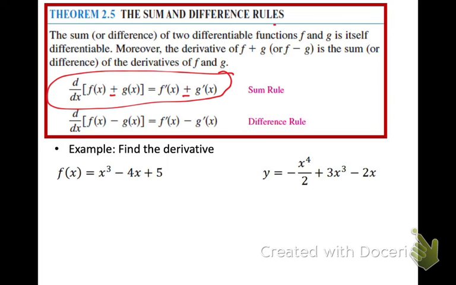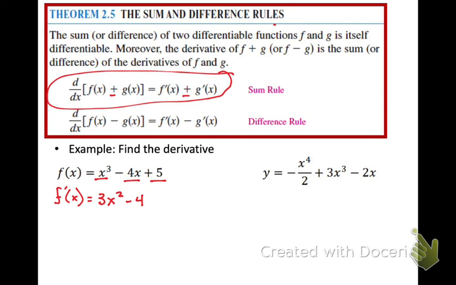Are we good to start the examples, Natalie? Okay. So we have f of x equals x cubed minus 4x plus 5. I want the derivative. So f prime of x is going to be the derivative of each part, not all together. So the derivative of x cubed is what? 3x squared. The derivative of negative 4x is negative 4. And the derivative of 5 is 5.